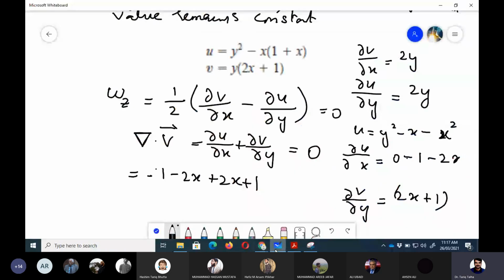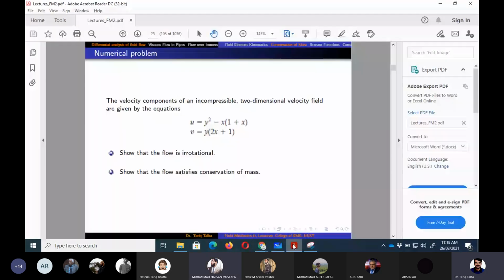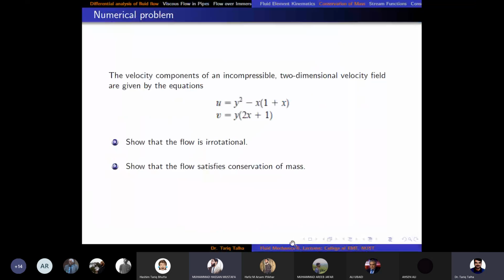So if we see that, that would be equal to 0, because this would cancel with this one, and minus 2x would cancel with this. Okay, so that was one thing which we needed to do. Now we come back to the... Sir, yes.